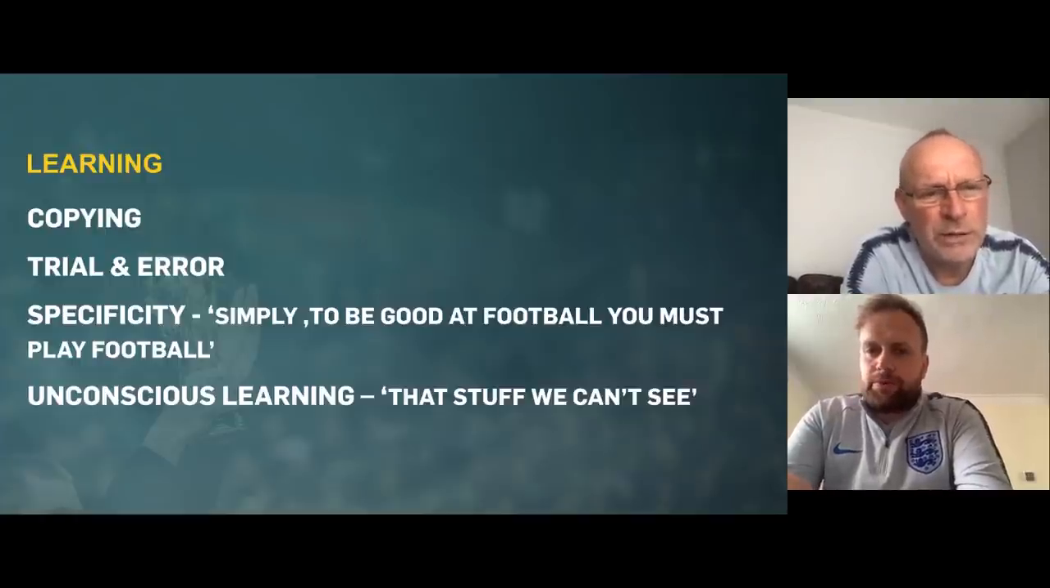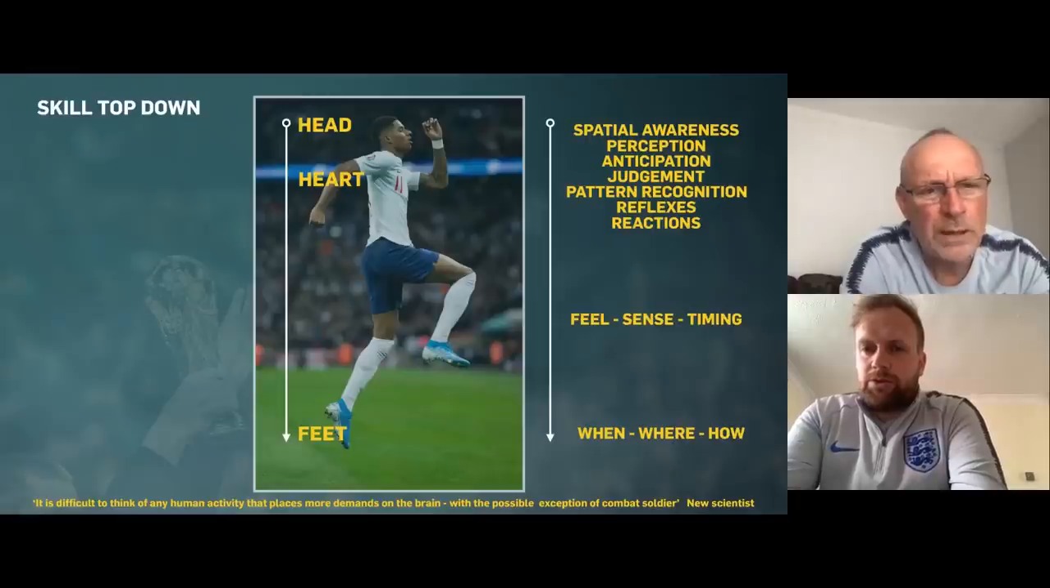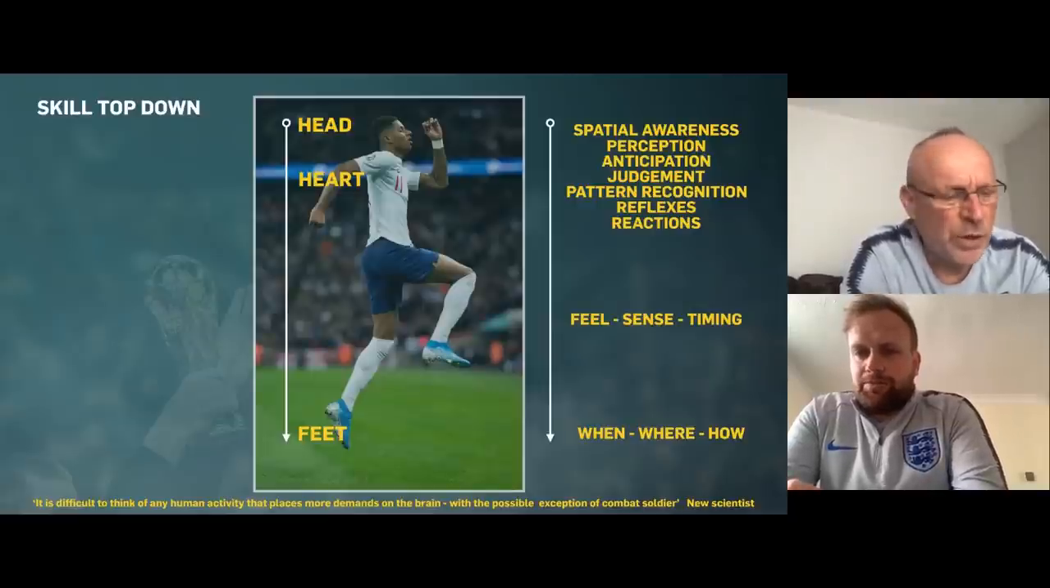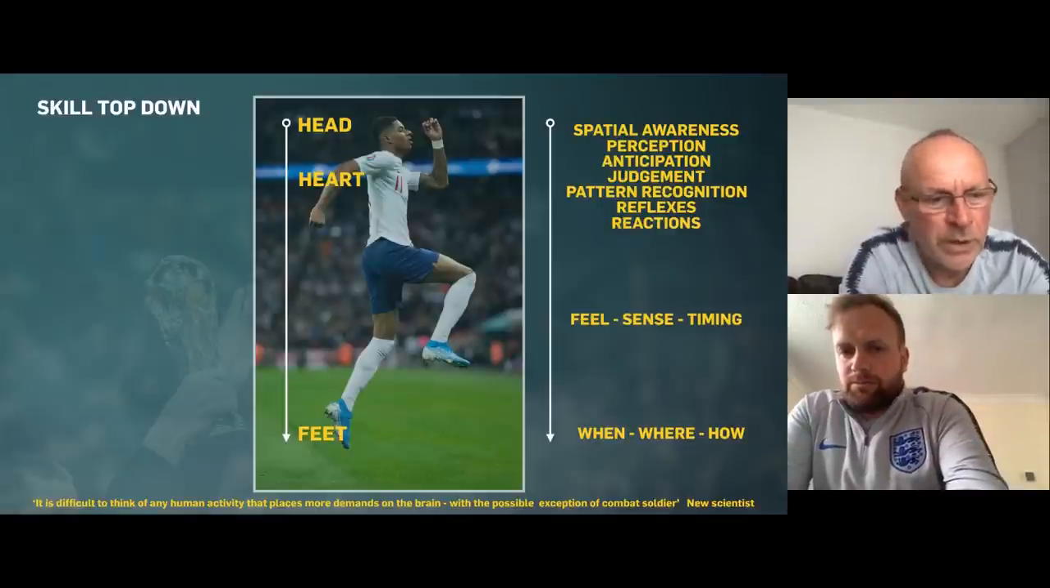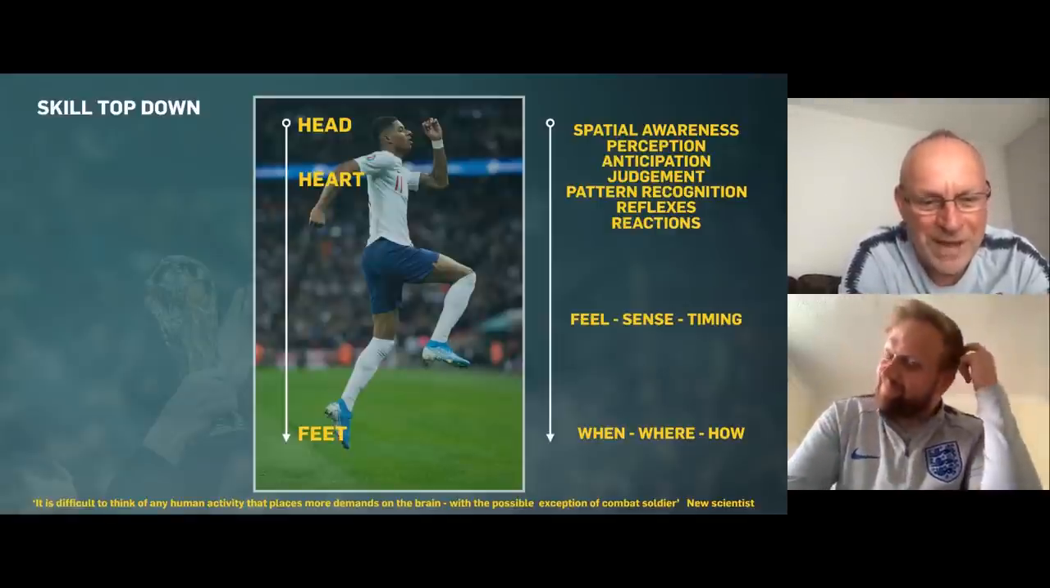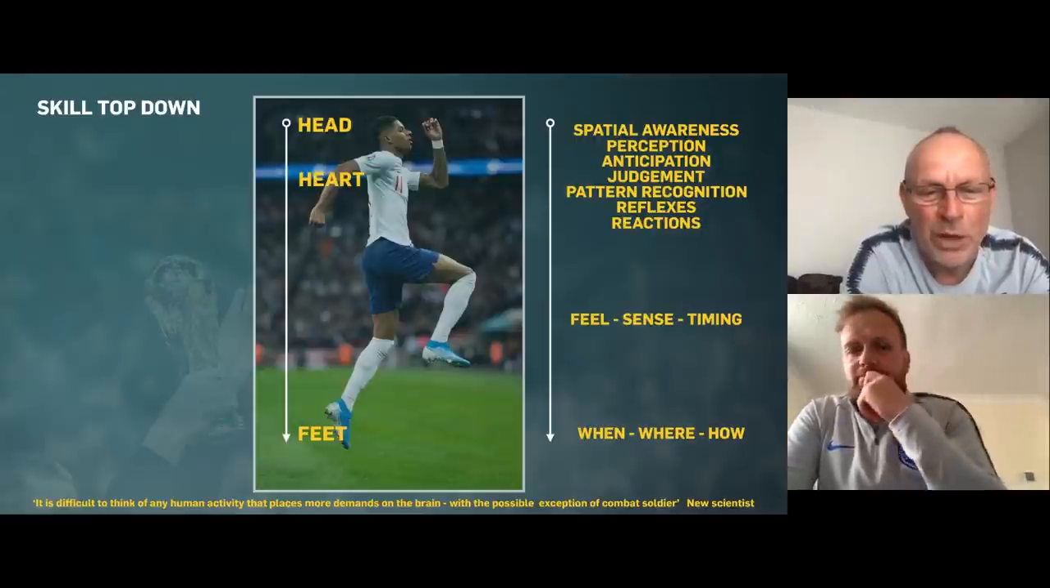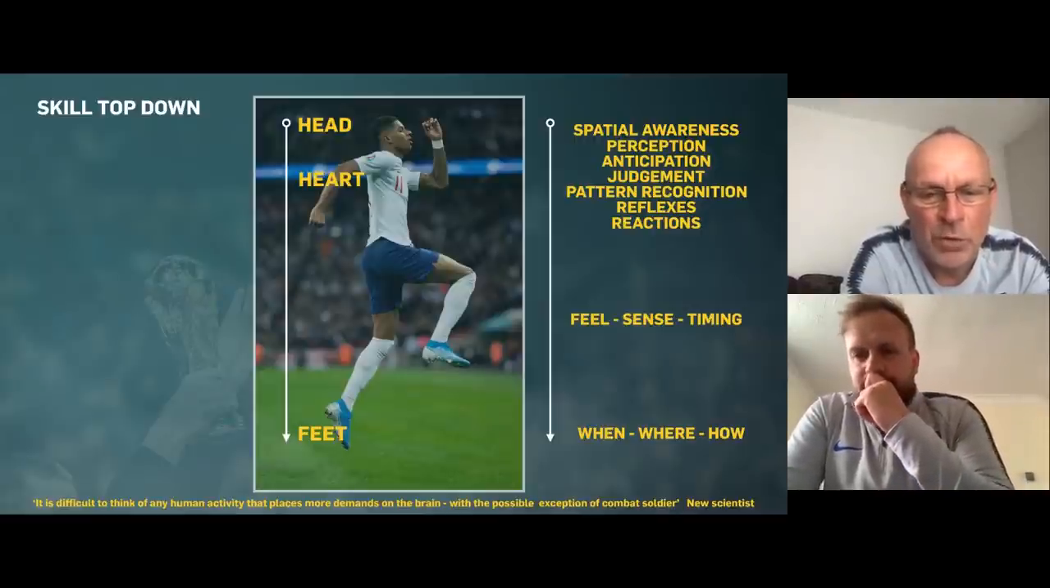And then finally, I think that if you want adaptive experts, you've got to look at skill. And if you look at the quote at the bottom, and I quite like this quote, not that I read The New Scientist, but it's difficult to think of any human activity that places more demands on the brain, with the possible exception of combat soldiers. And they're referring to football there, with the decisions you make and the things in there.